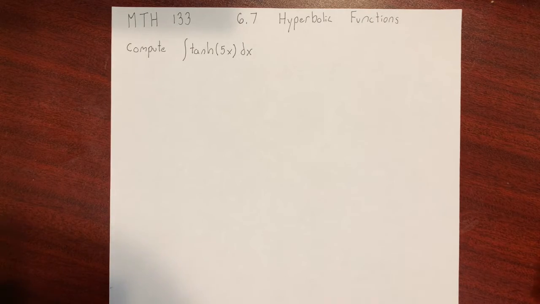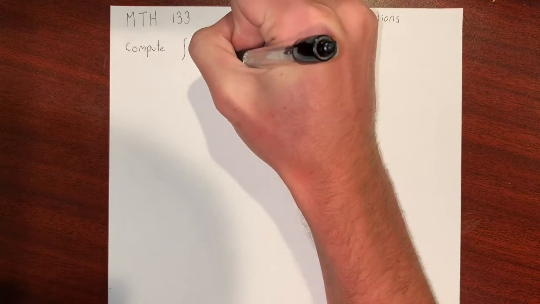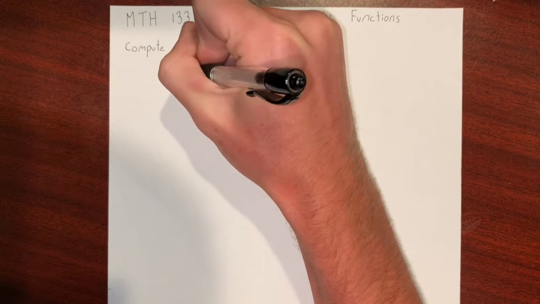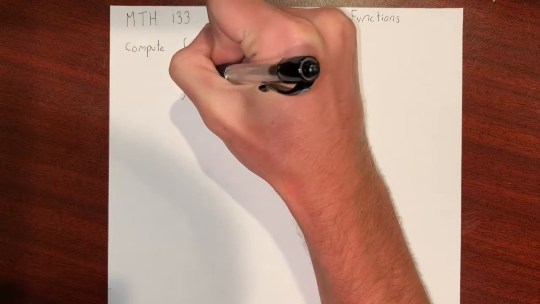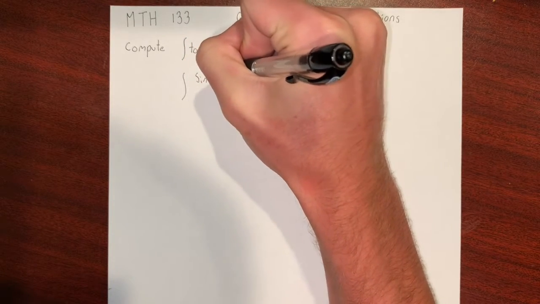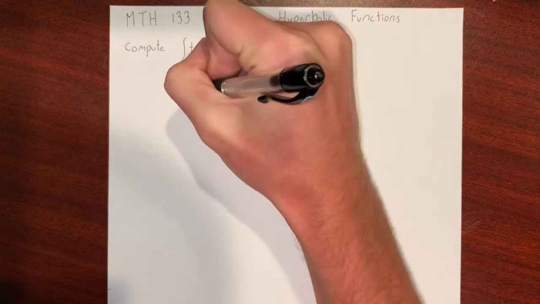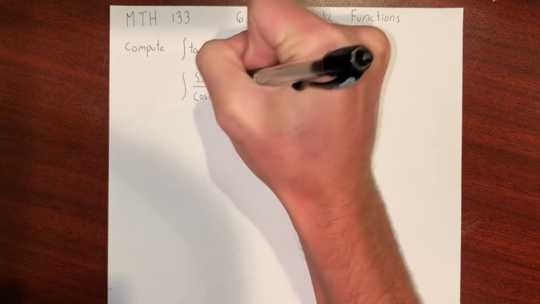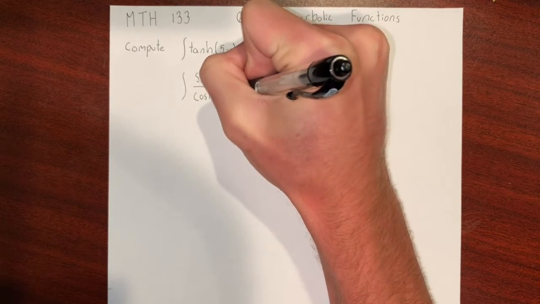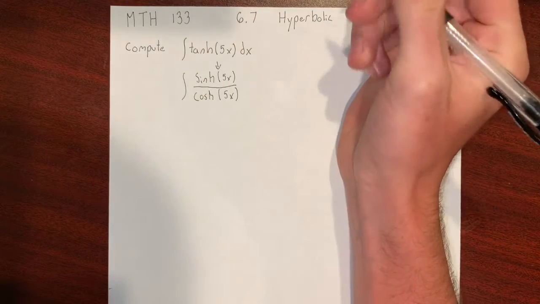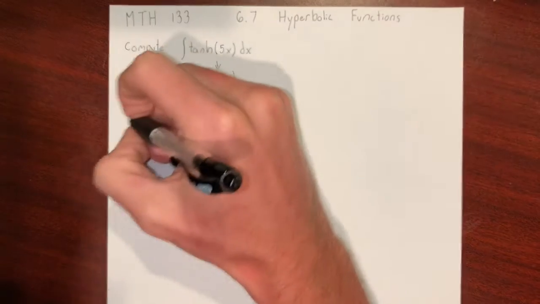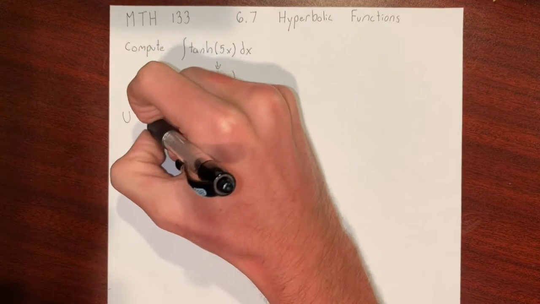So first, I'm going to start with the trig identity, which is going to be the integral of sinh 5x over cosh 5x. From here, we're going to want to use u substitution, so I'll write that out.